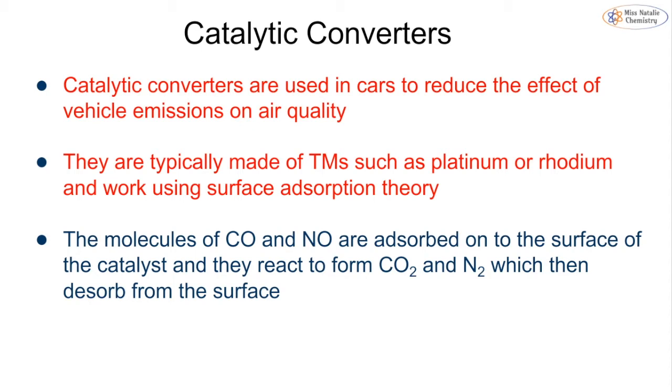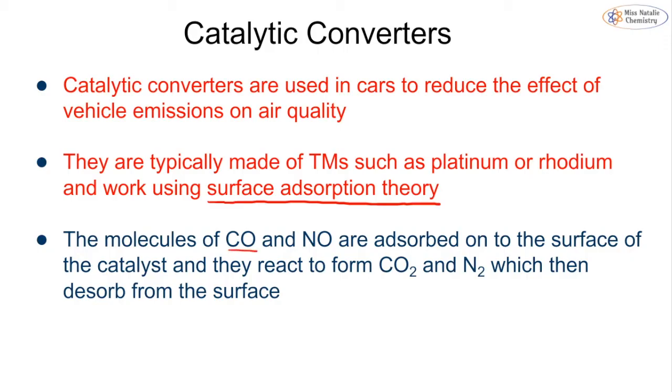So a catalytic converter is used to reduce the effect of this, and it is typically made of transition metals such as platinum or rhodium. Now, we don't need to know the chemistry behind it because that's out with the scope of this course, but it works in the same way as the vanadium. It uses this surface adsorption theory. So the fact that it's a heterogeneous catalyst, we get adsorption, reaction, desorption.